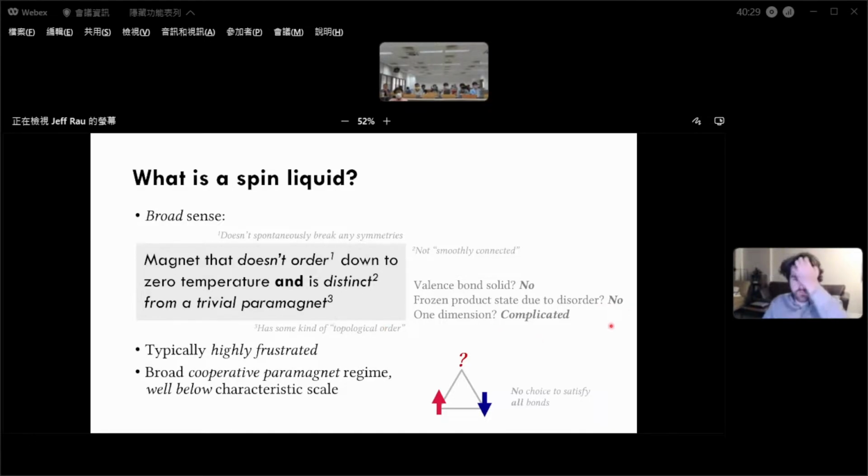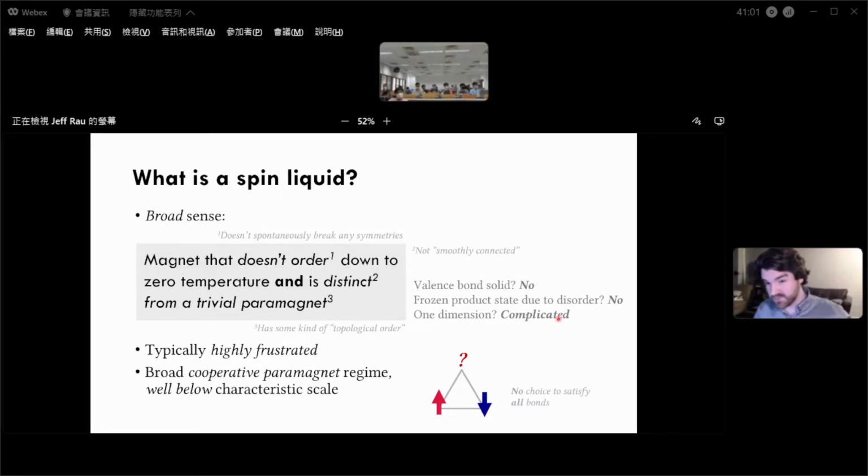Here, I'll mostly avoid the question of what this means in one dimension, because one dimension is a little more complicated, mainly because we understand it a lot better, and so we have a much finer classification for these kinds of states. The systems where we find these spin liquids are typically highly frustrated and have some broad cooperative paramagnetic regime below some characteristic energy scale. Okay, so this is our definition: it's a magnet, it doesn't order all the way down to T equal to 0, and it's distinct from a trivial paramagnet.